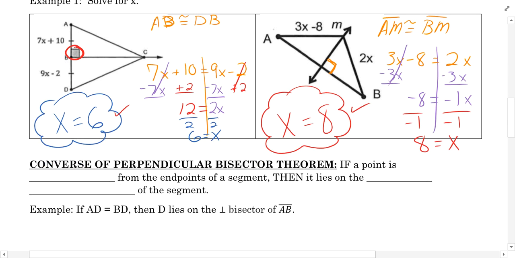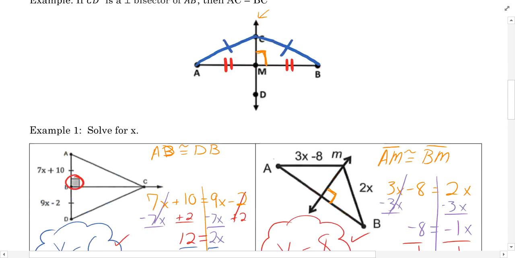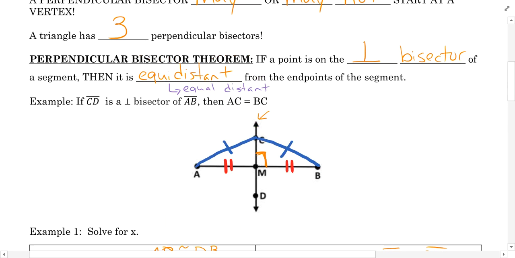Now, every theorem typically has a converse, and that converse is going to kind of be the reverse of the theorem. So if you noticed up in our perpendicular bisector theorem, you'll notice that I capitalized the words if and then.